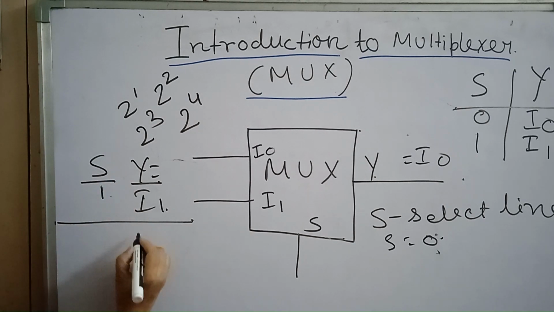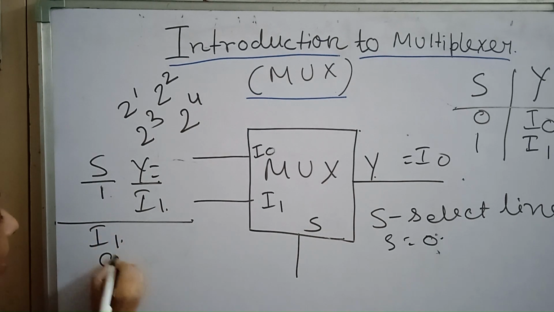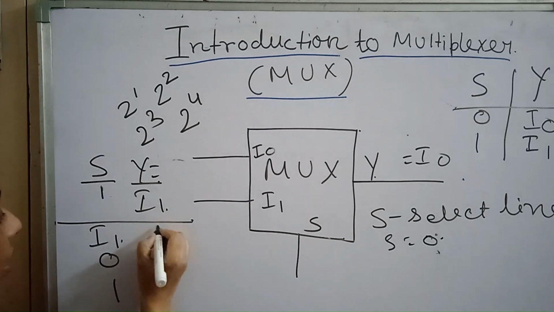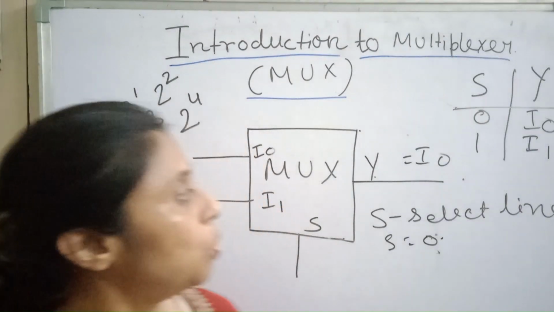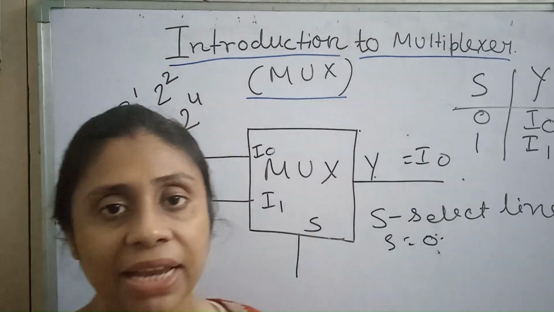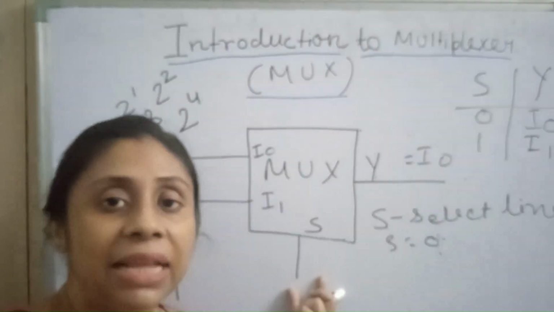Now what is the significance of this? Suppose S is equal to 1, then I1 may be either 0 or 1. Y is equal to I1. So if I1 is 0, then Y will be 0. If I1 is 1, then Y will be 1. Right? So which one of the inputs will be selected? That will depend upon the input at the select line.